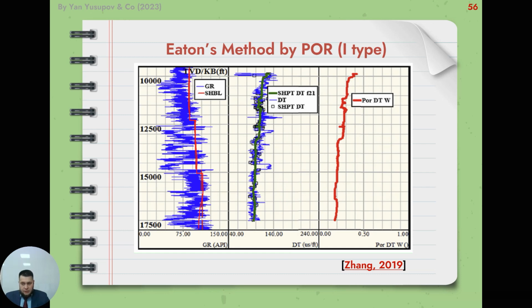The first step is density, and divide and separate shale from other rocks. It's shown in the figure. All rocks that we see on the left part, these are sands.